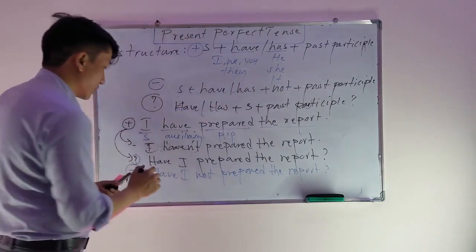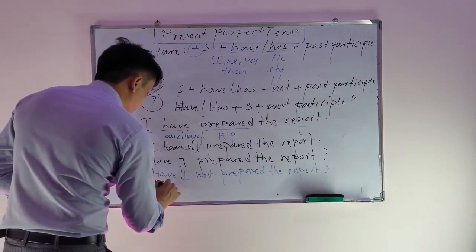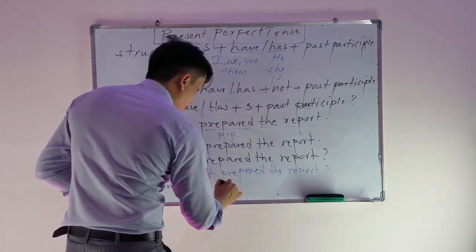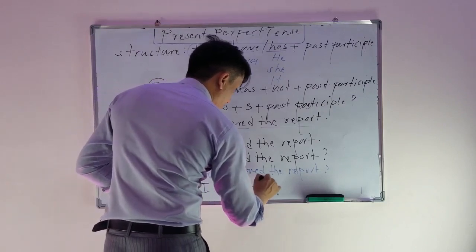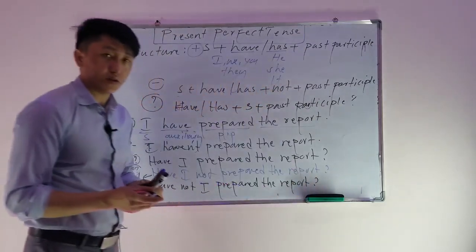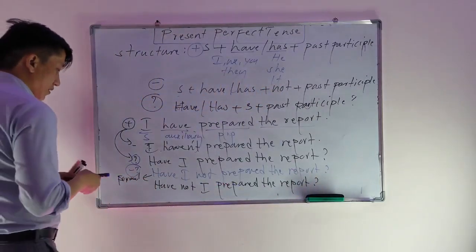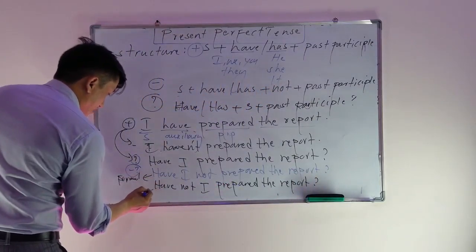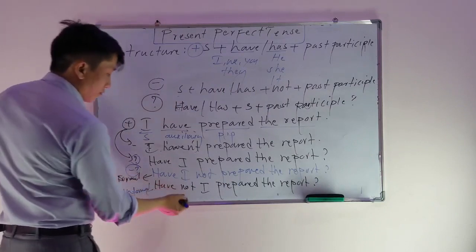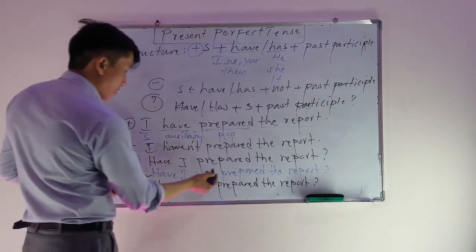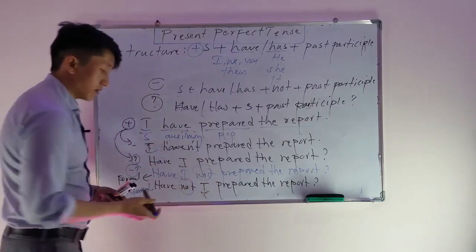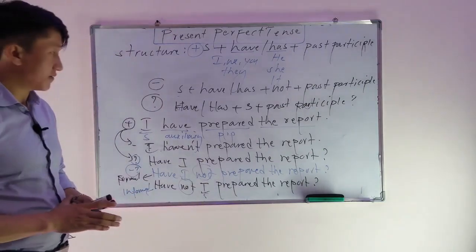And we have another structure too. We can also say have not I prepared the report. This is how we can change it to negative interrogative, and this is the informal structure. Now, why do we call it formal? Because this not comes after the subject. But if this not comes before the subject, we can call it informal negative interrogative.